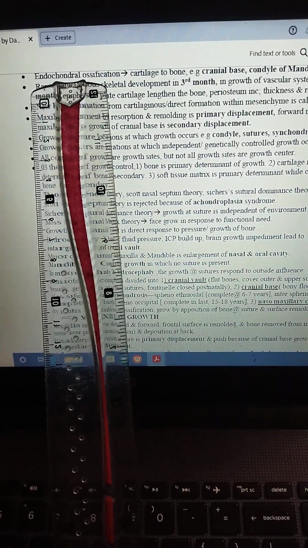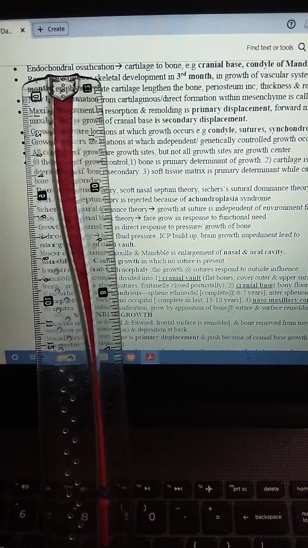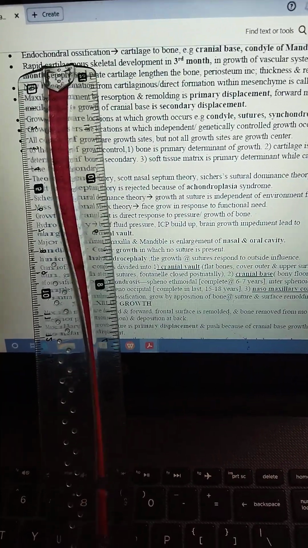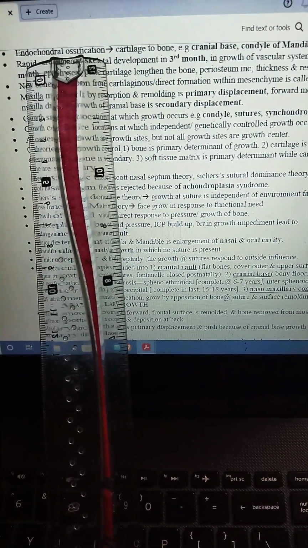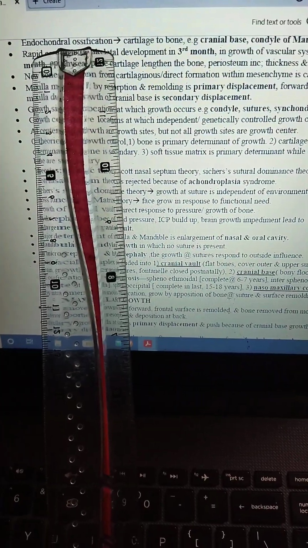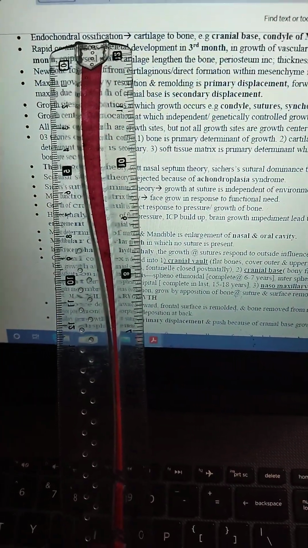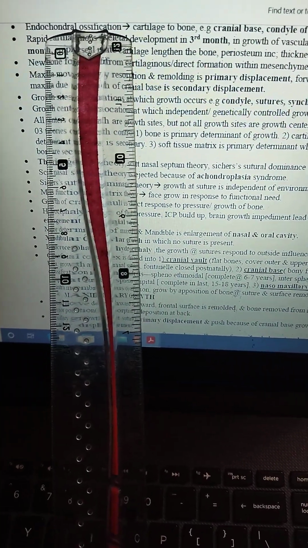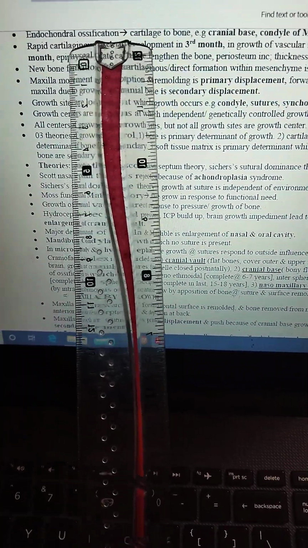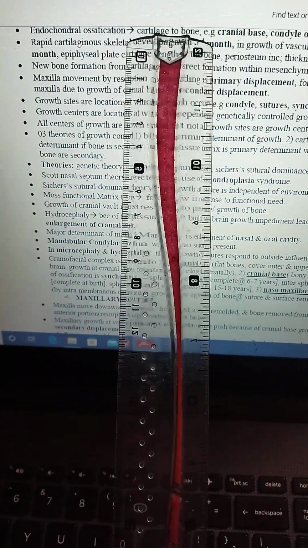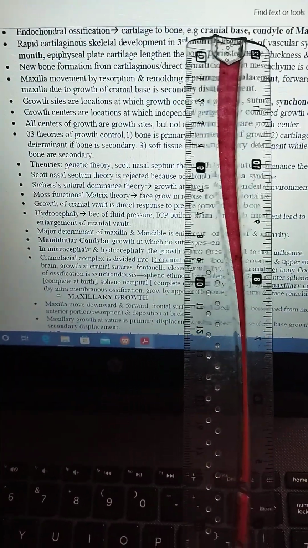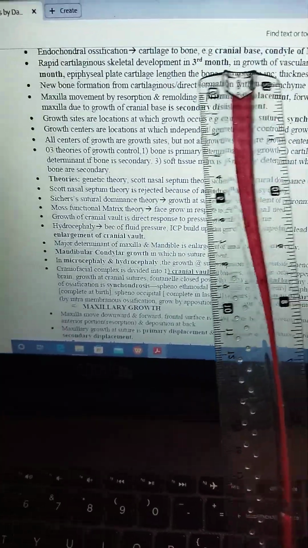Let's talk about endochondral ossification. In the previous video, we talked about intramembranous ossification, where there was secretion of matrix, and there were three examples: cranial vault, maxilla, and body of mandible. Here we will talk about endochondral ossification. What is endochondral ossification? It is the conversion of cartilage to bone, and examples are the cranial base and the condyle of the mandible.